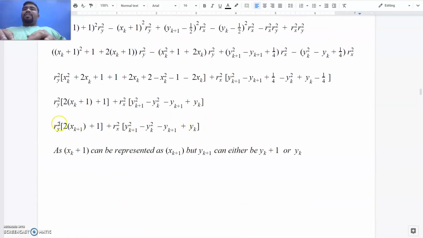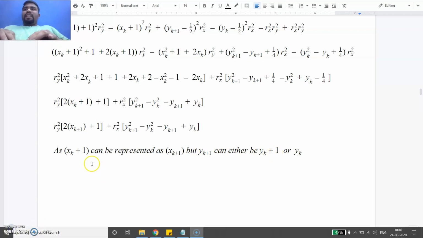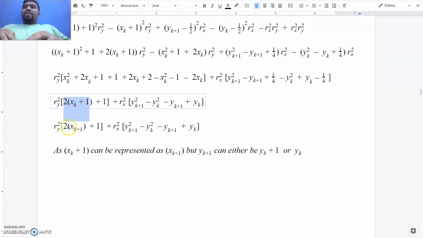Now in this equation, what is xk plus 1? Xk plus 1 can be written as xk plus 1 because obviously x is going to increment by unit distance. But can we do that for yk plus 1? We can't, because for yk plus 1 we have no surety whether it's going to be yk plus 1 or it's going to be yk. So that's why you can clearly see that this xk plus 1 got changed into x of k plus 1, and for this yk plus 1, we had no clue what we could change it into.